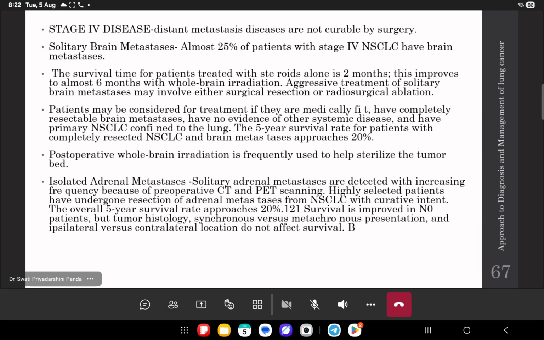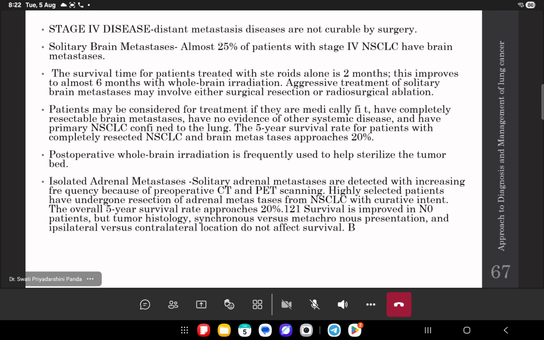Patients may be considered for treatment if they are medically fit, have completely resectable brain mets, have no evidence of other systemic disease, and have primary non-small cell lung carcinoma confined to the lung. The 5-year survival with the brain mets is approximately 20%. Post-operative whole brain radiation is frequently used to help sterilize the tumor bed.